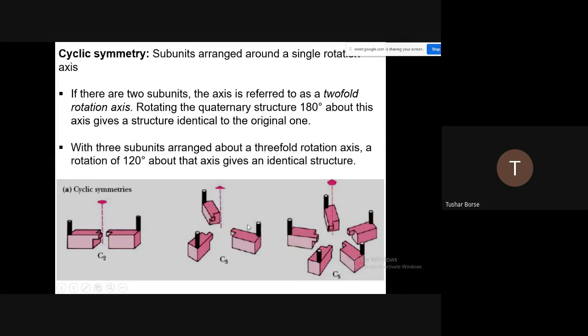Right. So as I told you, in this case it could be 120. In this case, with 5 subunits, 360 divided by 5, so something around 72 degrees. If you rotate it, you will get the same type of structure. Fine, I think you got the idea now.